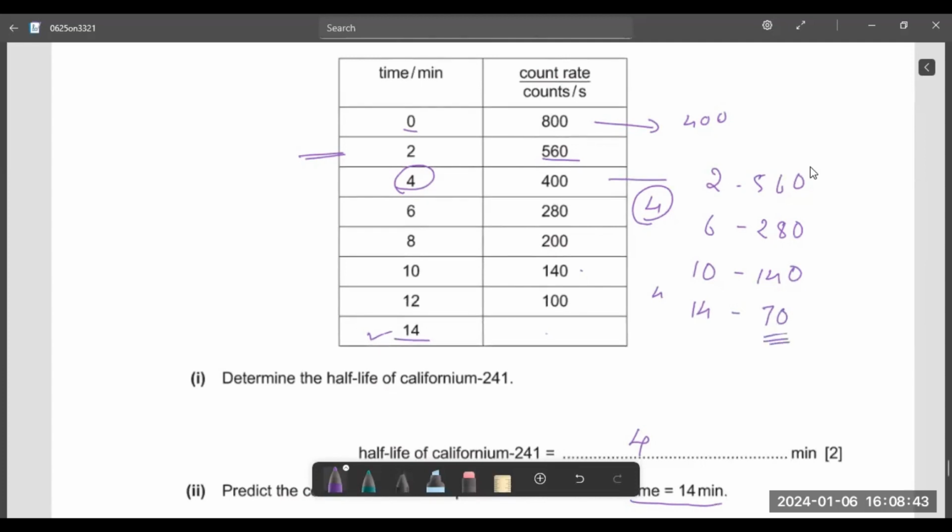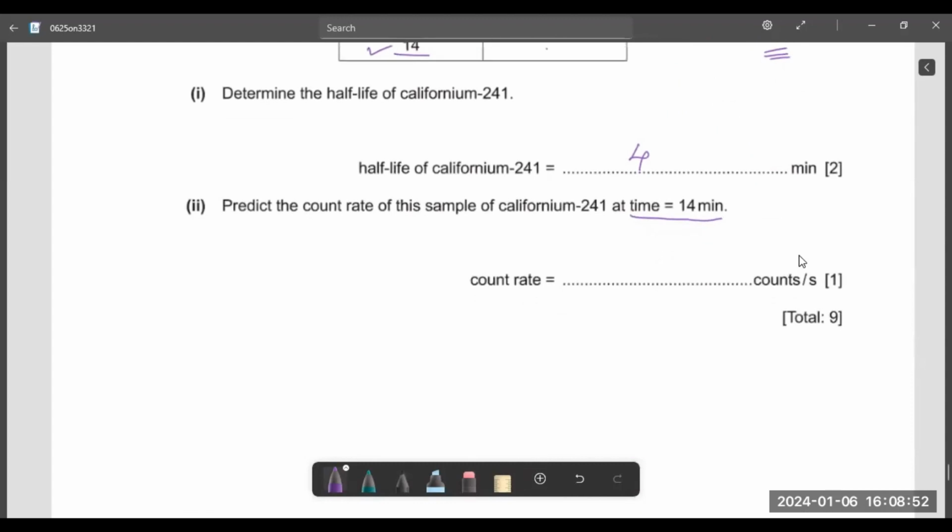You can see here 560 by 2, that is 280. 280 by 2, that is 140. 140 by 2, that is 70. So the right answer here is 70 counts per second.